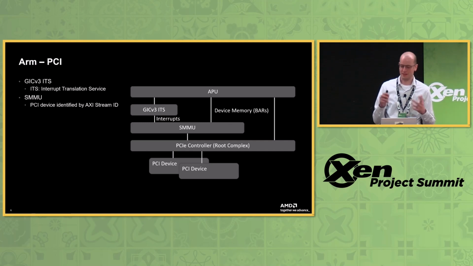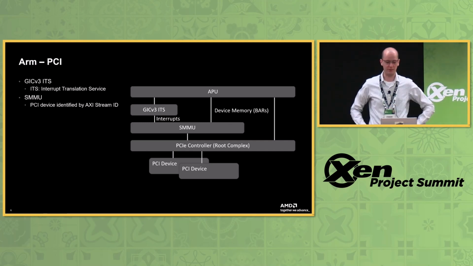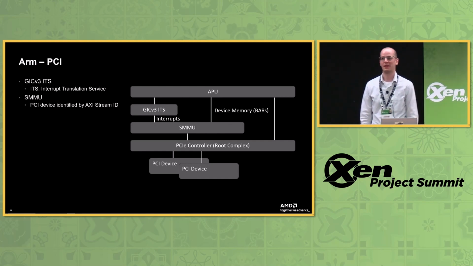We also have, for interrupts, some ARM hardware called the GIC v3 ITS. This is the interrupt translation service. And this allows MSIs, the message signaled interrupts, to be handled by the ARM's interrupt controller.